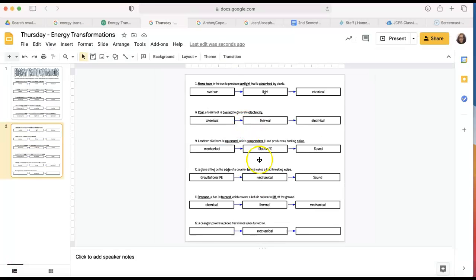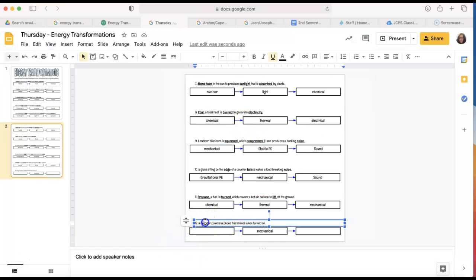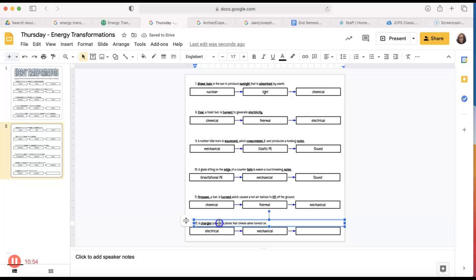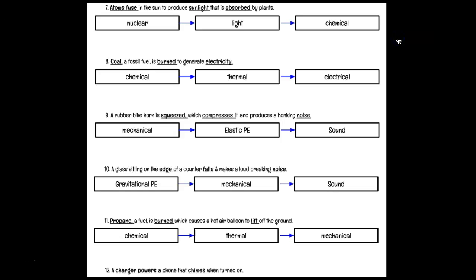So what do we know if you're charging your phone? I'm just going to highlight charger here. In order for your charger to charge your phone, it has to be plugged in. So you're starting with electricity, so electrical energy. It then powers the phone. So it wasn't working, now it is working. Total energy of the object is mechanical. And then when it gets turned on, it chimes, which means it's going to be making a sound. So it turns into sound energy. So here are all your answers for the second page.